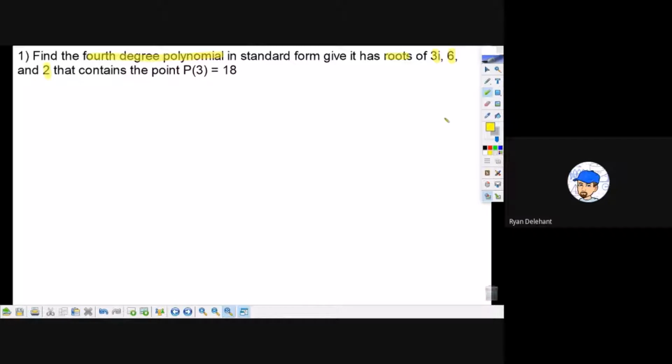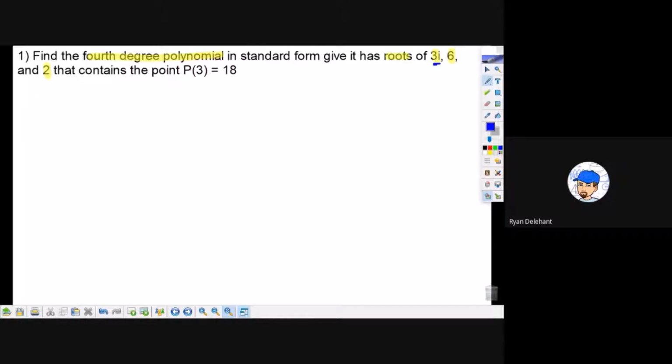Don't worry about the point yet. We'll talk about what the point does in just a second. So first thing with that, this is a 4th degree polynomial. I have an imaginary root here. So how many roots should it have, since I'm listing imaginary? It should have 4 of them, but I only gave you 3.